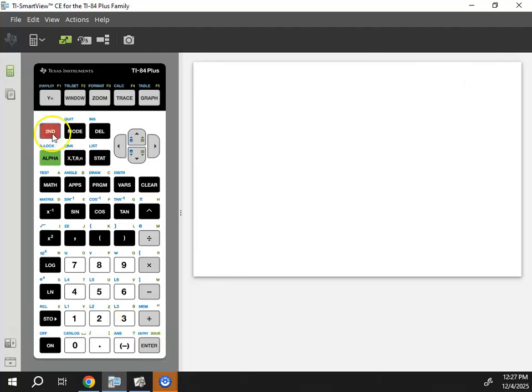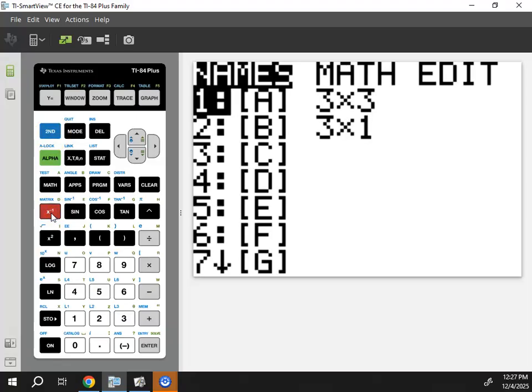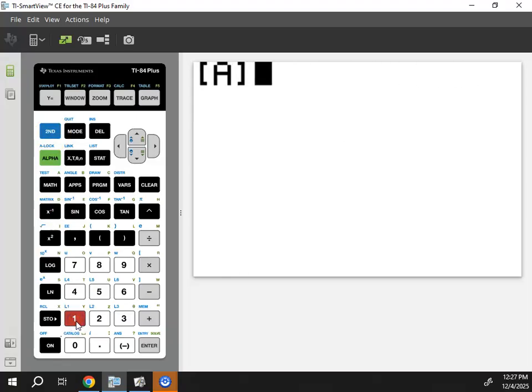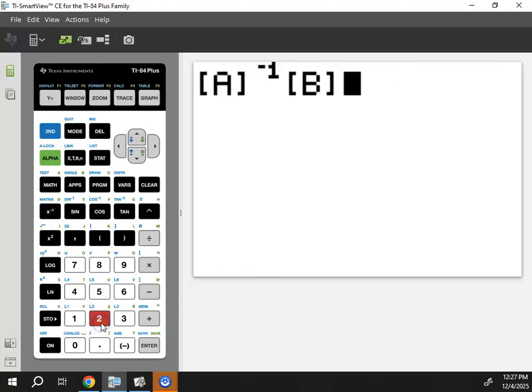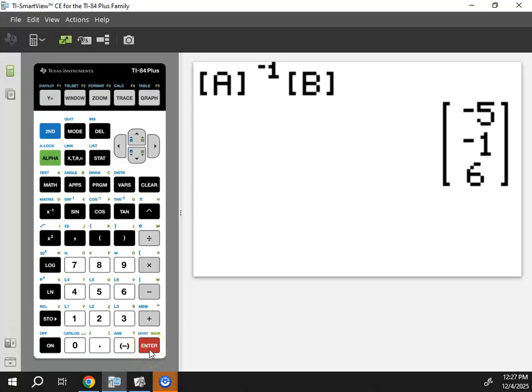So then once again, I find matrix A, but I want the inverse. And then I'm going to multiply that by matrix B. And there's my answer.